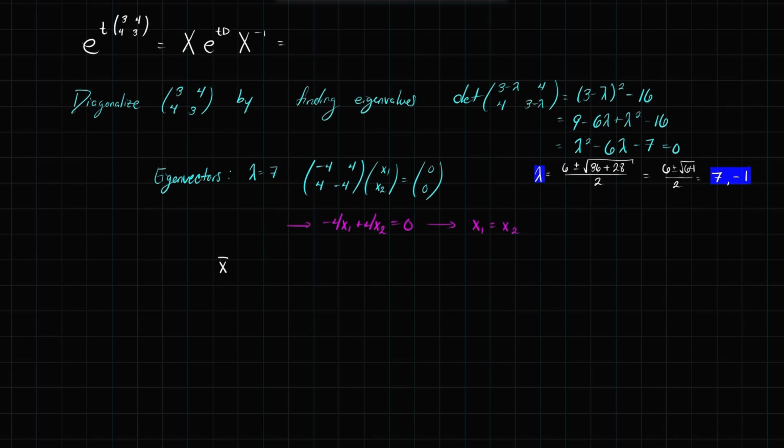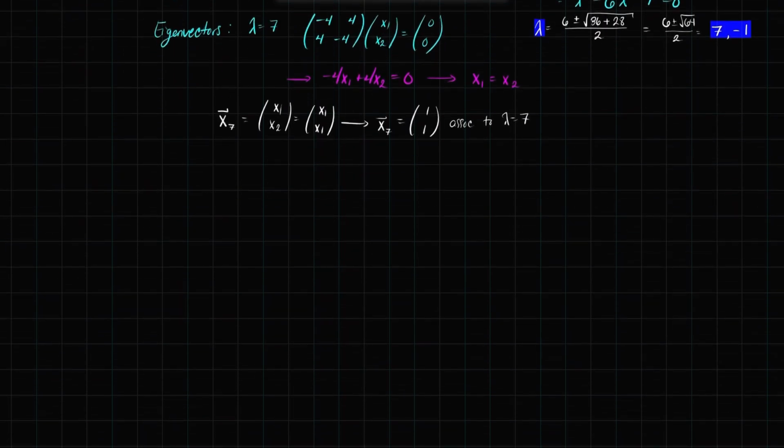So our eigenvector corresponding to the eigenvalue 7 is x1, x2, but because they're the same, this is x1, x1, or rather, our eigenvector corresponding to 7 is the vector 1, 1, associated to lambda equals 7.